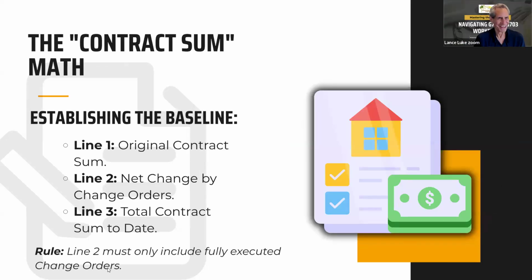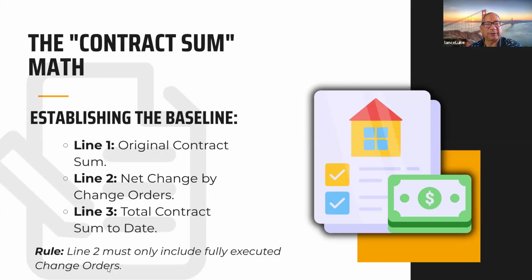Not frozen. So this kind of gets into details, but I'm trying to make it very simple. So the contractor sum, which is the math here, we're establishing the baseline. What is the original contract sum? Line one. Line two is net change by change orders. And line three, total contract sum to date. So note that line two must only include fully executed change orders.